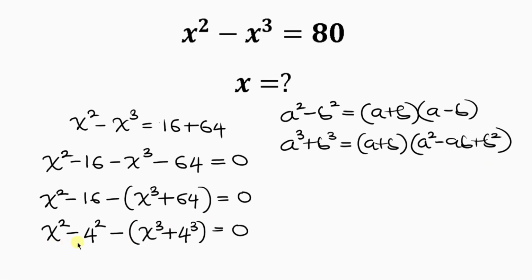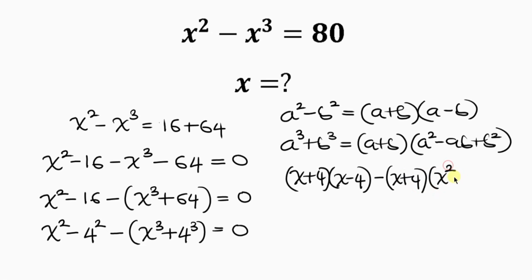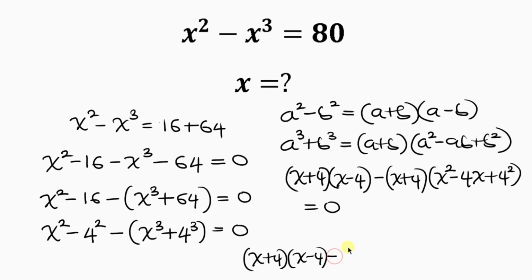So let's write this in the expression of difference of two squares, just like this. So this will be x plus 4 times x minus 4. That is it. Minus. Now writing this in the expression of sum of two cubes, just like this. So this will be x plus 4 times x squared minus 4x plus 4 squared. That is it. And this is equal to 0. Now let's simplify what we have here. So this is x plus 4 times x minus 4 minus x plus 4 times x squared minus 4x plus 4 squared is 16. And this is equal to 0.